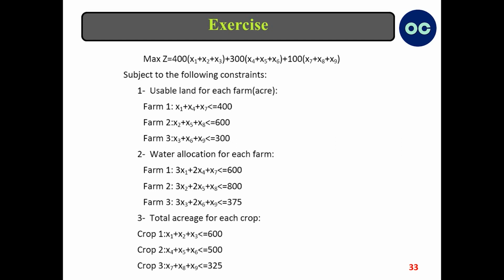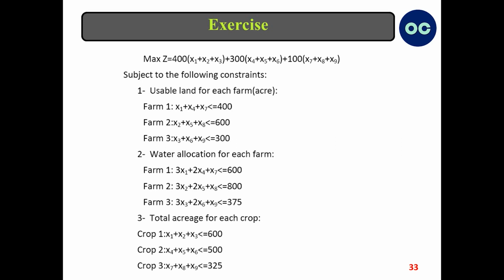The problem is subject to the following constraints, which are stated as before. For the usable land for each farm, we have three constraints for farm 1, farm 2, and farm 3. For water allocation for each farm, we have three constraints. For example, for farm 1, 3x1 plus 2x4 plus x7 is less than 600 and so forth. And for total acres for each crop, we have a limitation for each crop. For crop 1, we have a 600 acre limitation, which is shown as x1 plus x2 plus x3 less than 600 and so forth.